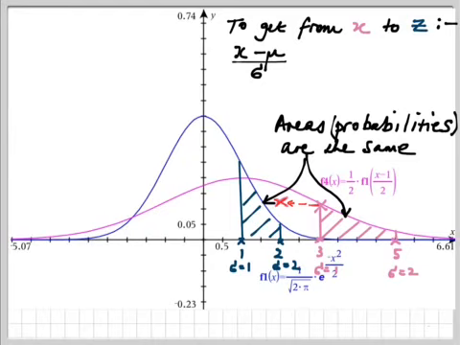I'm going to divide by sigma, so I'm dividing that 2 value by sigma, which is 2, so that should get me back to 1. There it is, look, it's there. I'm back on the standard deviation of the blue curve. So you can see that it does work. It's the same as the Z value.